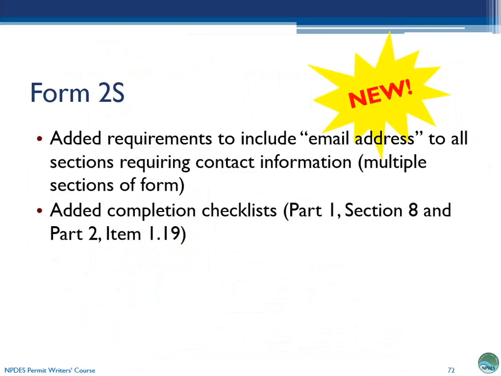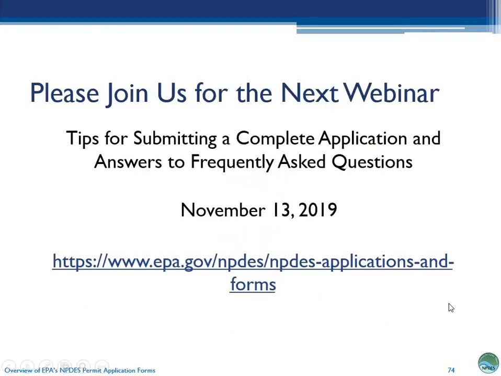EPA's updated Form 2S reflects one change to conform to the NPDES application and program updates rule. EPA has added requirements to include email address to all sections requiring contact information. And as with the other forms, the updated form includes completeness checklists for parts 1 and 2.